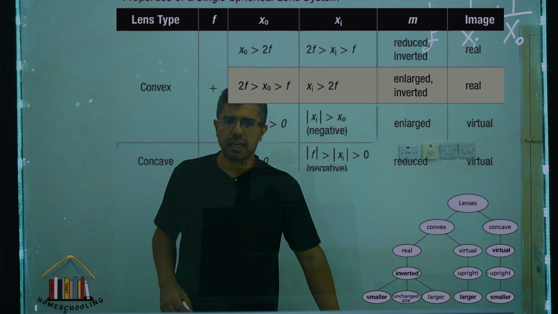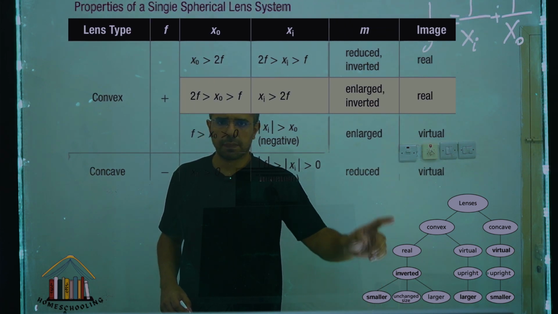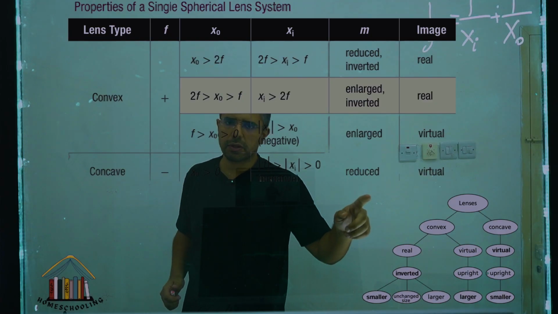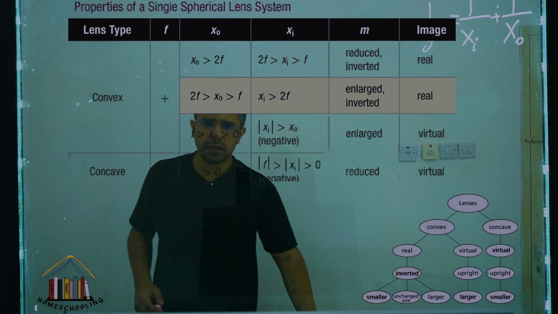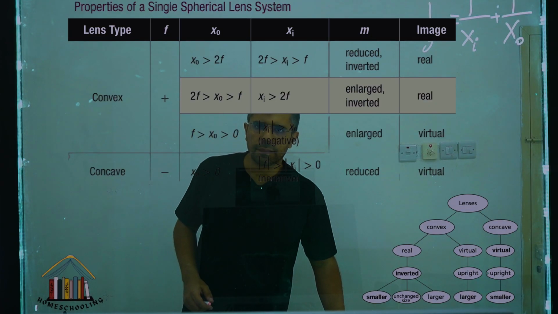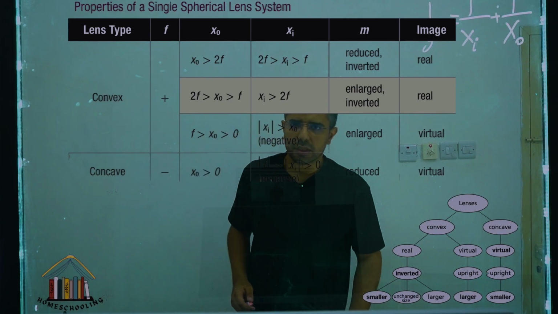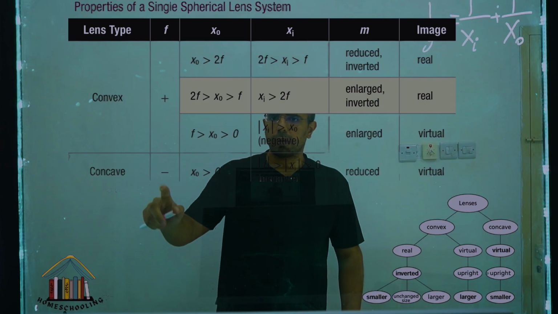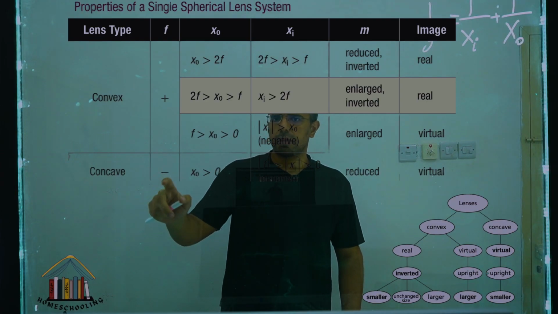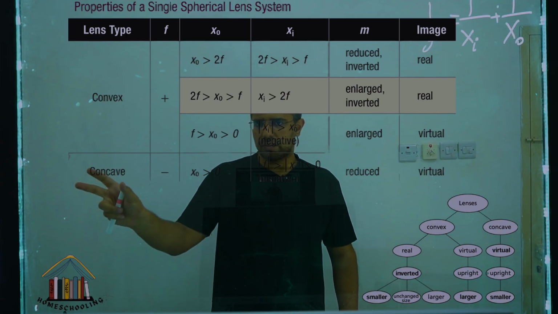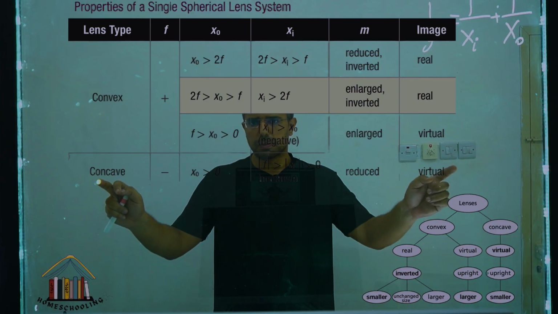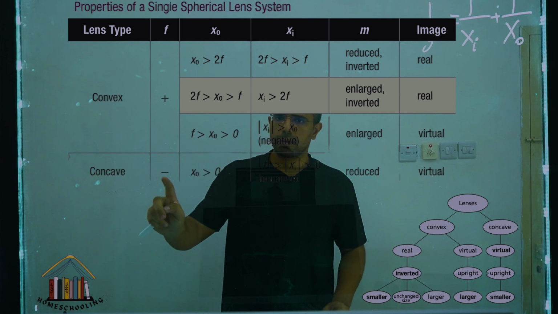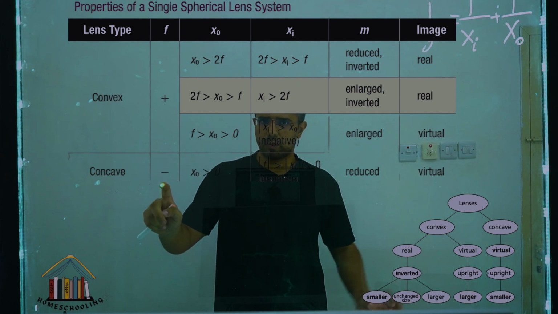The image is always reduced, which means it has a small size when compared to the object. The position of the object is always bigger than xo. And the focal point, this is the most important as well, the focal point is always negative. So in a concave lens, it always produces a virtual image, the image is reduced always, and the focal point f is negative when we apply this equation.